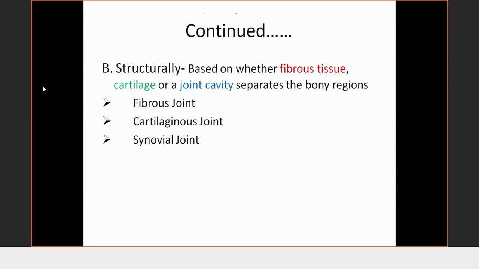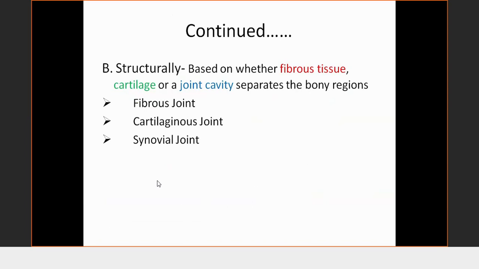Now, the structural classification is based on the structure between the two articulating bones. Suppose these are two articulating bones. If the connection is due to fibrous tissue, that is known as a fibrous joint. When the connection is cartilage, then this is known as a cartilaginous joint. When there is a joint cavity or synovial membrane, that is known as a synovial joint.